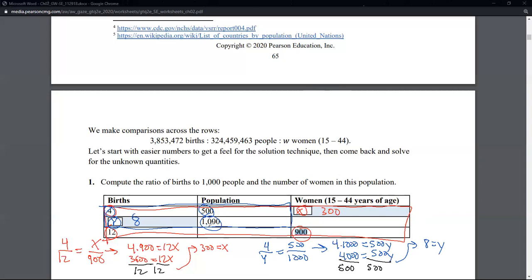Y being the number of births per 1,000 people. So this was us scaling the population to per 1,000. So if there's 4 births per 500 people, that means there's 8 births per 1,000 people. Notice that this value is double the previous one. The 500 doubled to 1,000, the 4 doubled to 8.